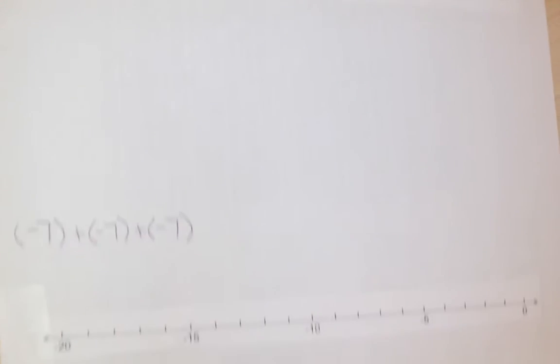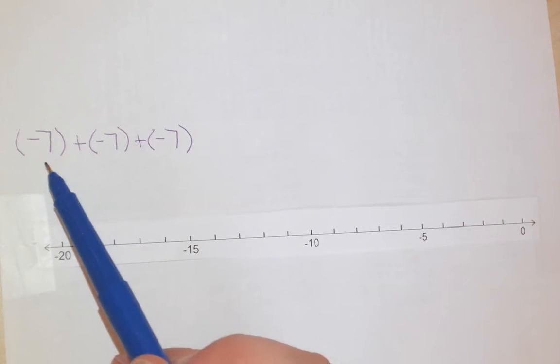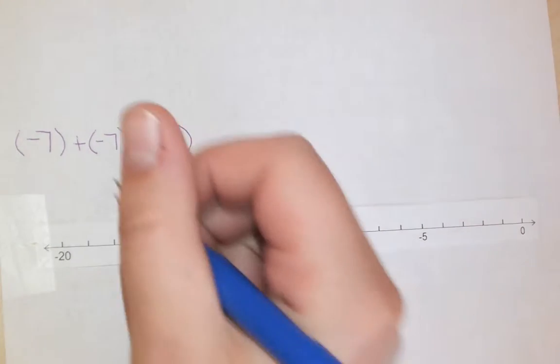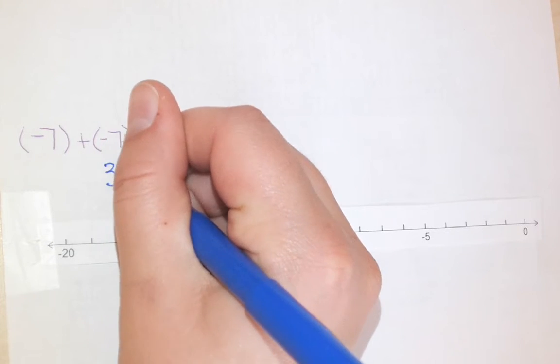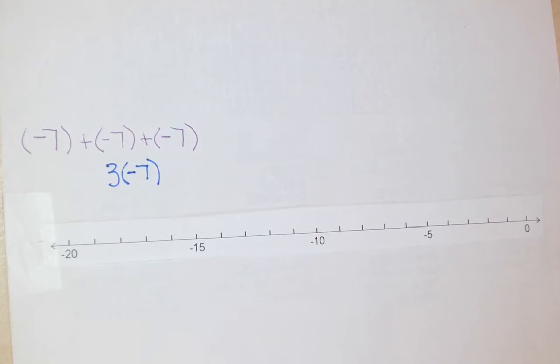Now let's look at a problem where we are repeatedly adding negative numbers. In this case, we're repeatedly adding negative 7. I have 3 groups total, 1, 2, 3, of negative 7. So I could rewrite this as a multiplication problem as 3 times negative 7. Because I'm multiplying negative numbers, I'm going to be moving to the left on the number line, starting from 0. So I start from 0, which is on this side of this number line, and I want to move to the left.